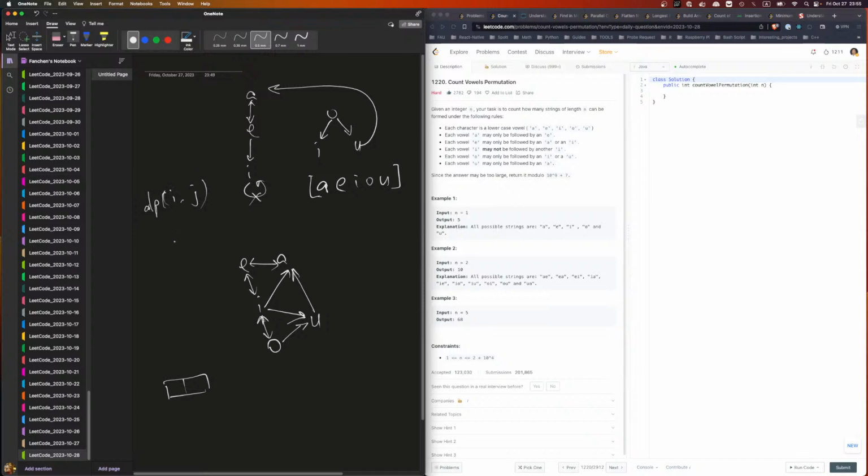So we have dp[i][j]. Starting from vowel i, with length j, how many? It's not just starting from, it's ending or starting from, and we can always go right to left, which is just fine.